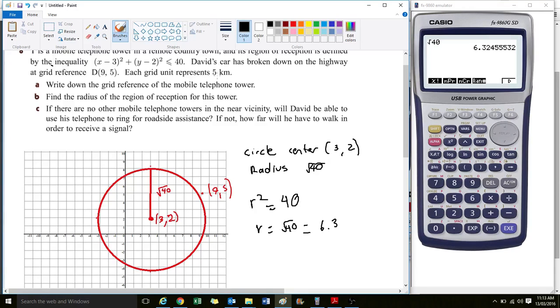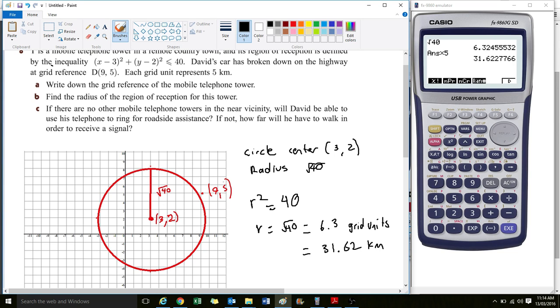But each grid unit represents 5 kilometers. So let's change this, at the moment it's in 6.3 grid units, to kilometers. We know that each grid unit is 5 kilometers, so we just need to multiply that by 5. So the radius of this telephone tower is about 31.62 kilometers. Okay, find the radius of the region. Done. So David is at this point (9, 5).